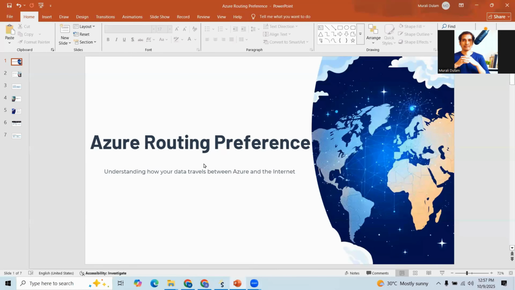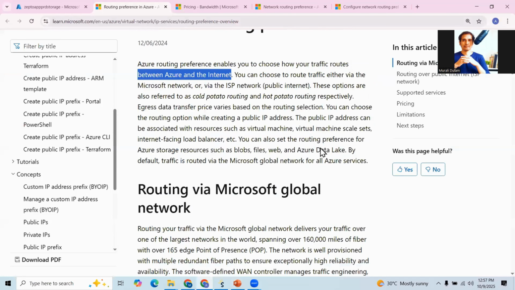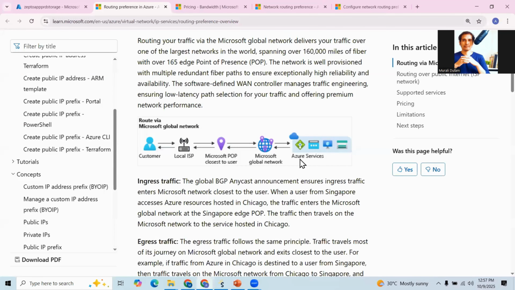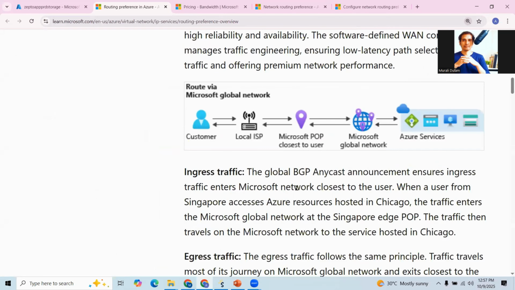So what is routing preference? Let us go back to the documentation and look at this picture. We would like to access one of the storage accounts within Azure. This is the storage account I would like to access.